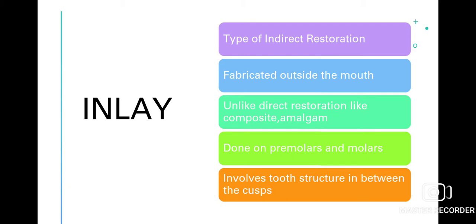Inlay prep is basically a type of indirect restoration. It is fabricated outside the mouth, unlike the direct restorations like composite and amalgam, which are done directly on the tooth. It is done on the premolars and molars, and it involves the reduction of the tooth structure present in between the cusps. It doesn't involve the reduction of cusps.